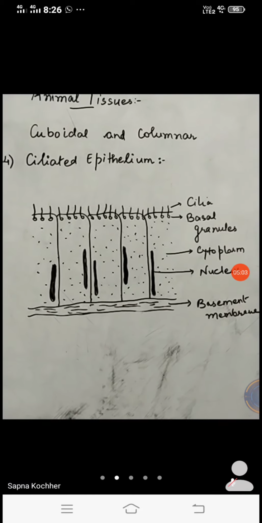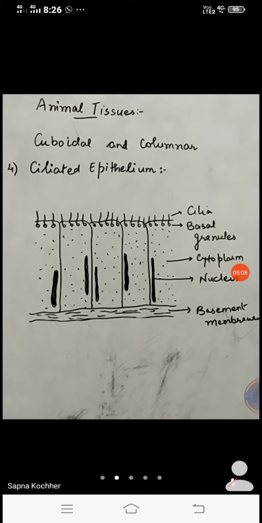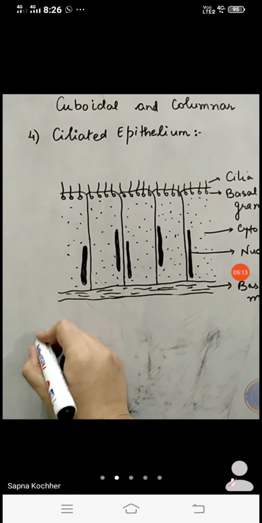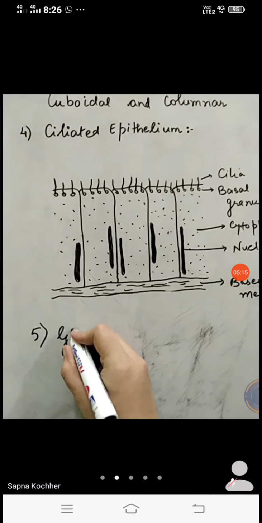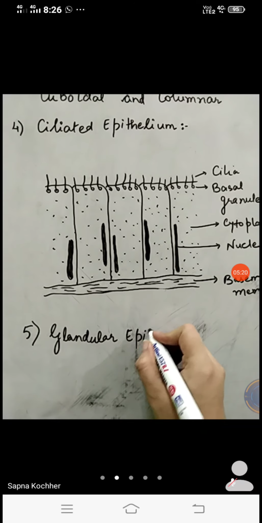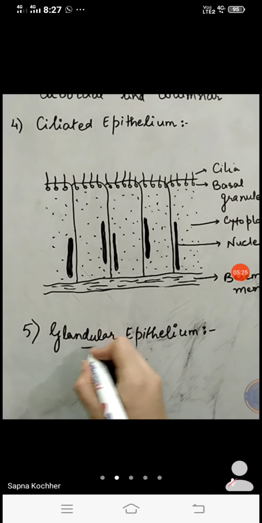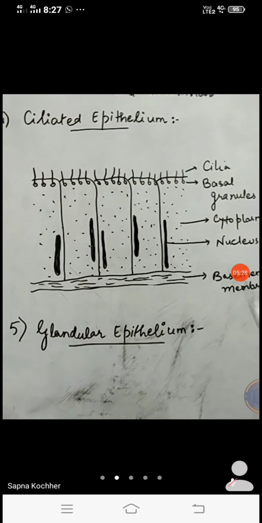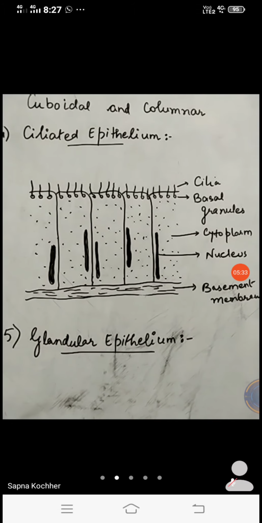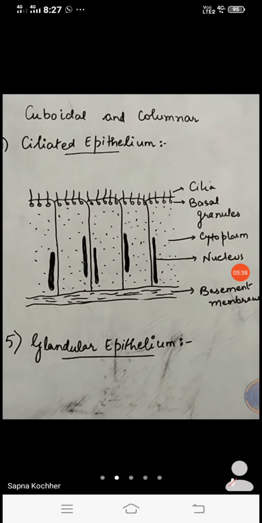Coming to the next, the fifth type of epithelial tissue, that is glandular epithelium. Now, the fifth category is that of glandular epithelium. As the name is saying, glandular means now it will be producing the glands. Glands are what? These are smaller structures which are associated within the cells, and they are specialized to produce or to secrete the mucus. That is the chemical which is secreted by the glands. So, glandular epithelium.